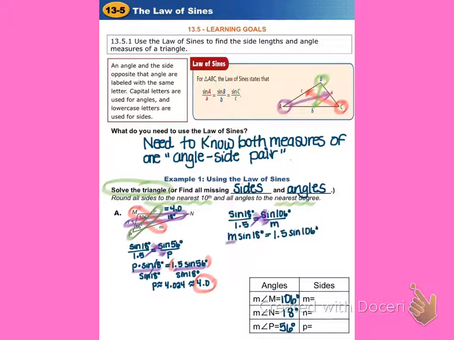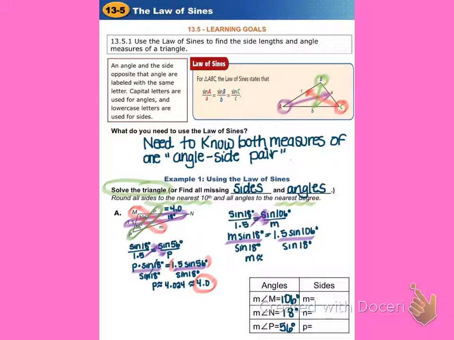Same thing here, I'm going to divide both sides by that sine of 18, and then go to my calculator. The other reason I like to wait till the end to go to my calculator is you get more accurate answers, the fewer times you have to round. So I'm going to put that in my calculator, and if you want to pause the video you can do that too, but you'll get a chance to try one here in a minute.